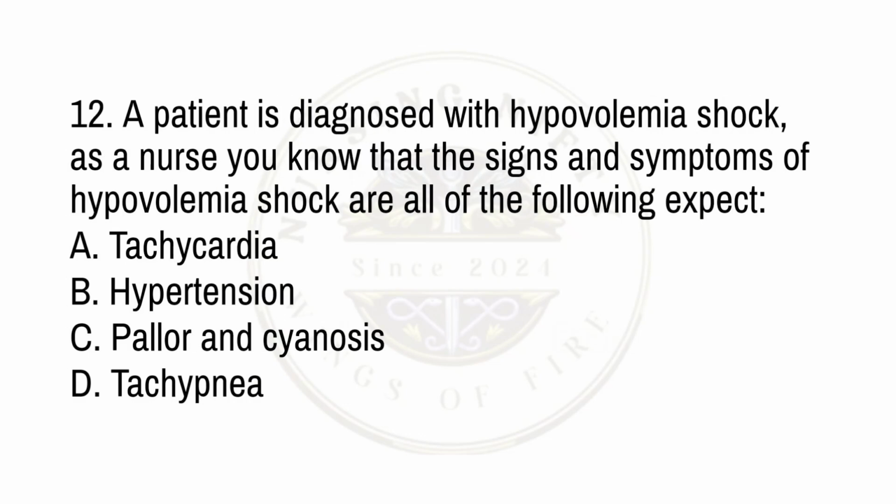Question number 12. A patient is diagnosed with hypovolemic shock. As a nurse, you know that the signs and symptoms of hypovolemic shock are all of the following except, options. Option A, tachycardia. B, hypertension. C, pallor and cyanosis. D, tachypnea. So here the right answer is option B, hypertension.